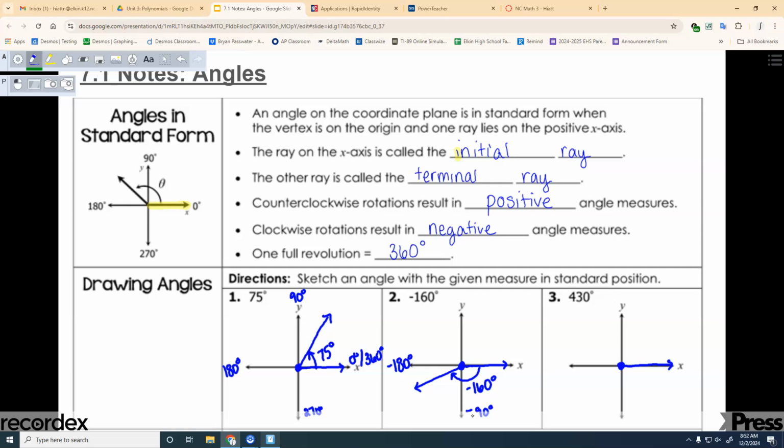All right. The last one is a little bit weird. It's 430 degrees. What do you guys think that is going to look like?